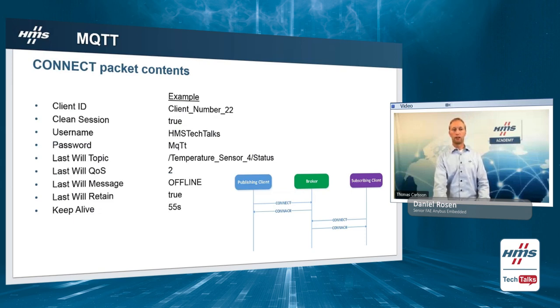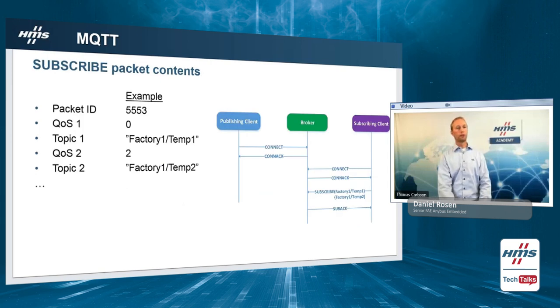The connect packet contains a client ID, which is a unique ID for every client. There's the clean session bit we talked about before. Here's the username and password that will be used when connecting to the broker. And here we have the... I don't know if you can see my pointer. You can. Okay, good. So the last will parameters will also be sent here. And then we have the keep alive time. So here the publishing client connects to the broker, and here the subscribing client connects to the broker.